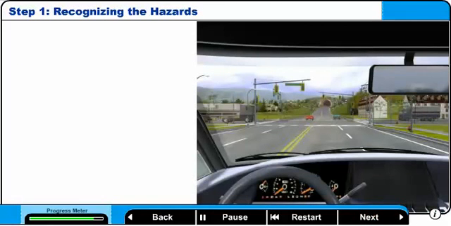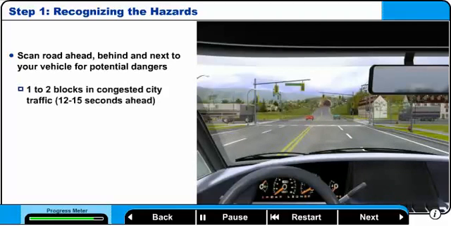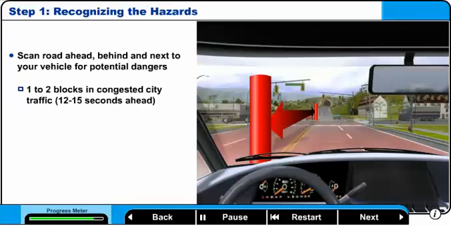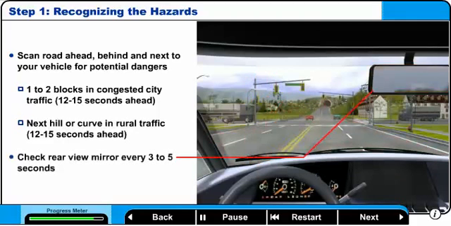Your first step in driving defensively is to recognize the hazards while driving. How can you best do that? You must scan the road ahead, behind, and next to your vehicle for potential dangers. Look ahead 1 to 2 blocks in congested city traffic, about 12 to 15 seconds ahead of you, and look to the next hill or curve in rural traffic, again 12 to 15 seconds ahead of you. Check your rearview mirror every 3 to 5 seconds.